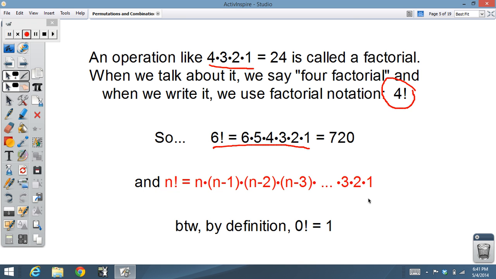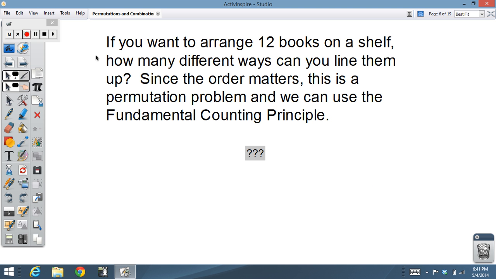So take that in. That's a factorial. We're going to be using those a lot this section, okay? Here goes. Say you wanted to arrange 12 books on a shelf. How many different ways can you line them up? Now the order matters. We have to put them 1, 2, 3, 4, 5 up through 12 on the shelf.